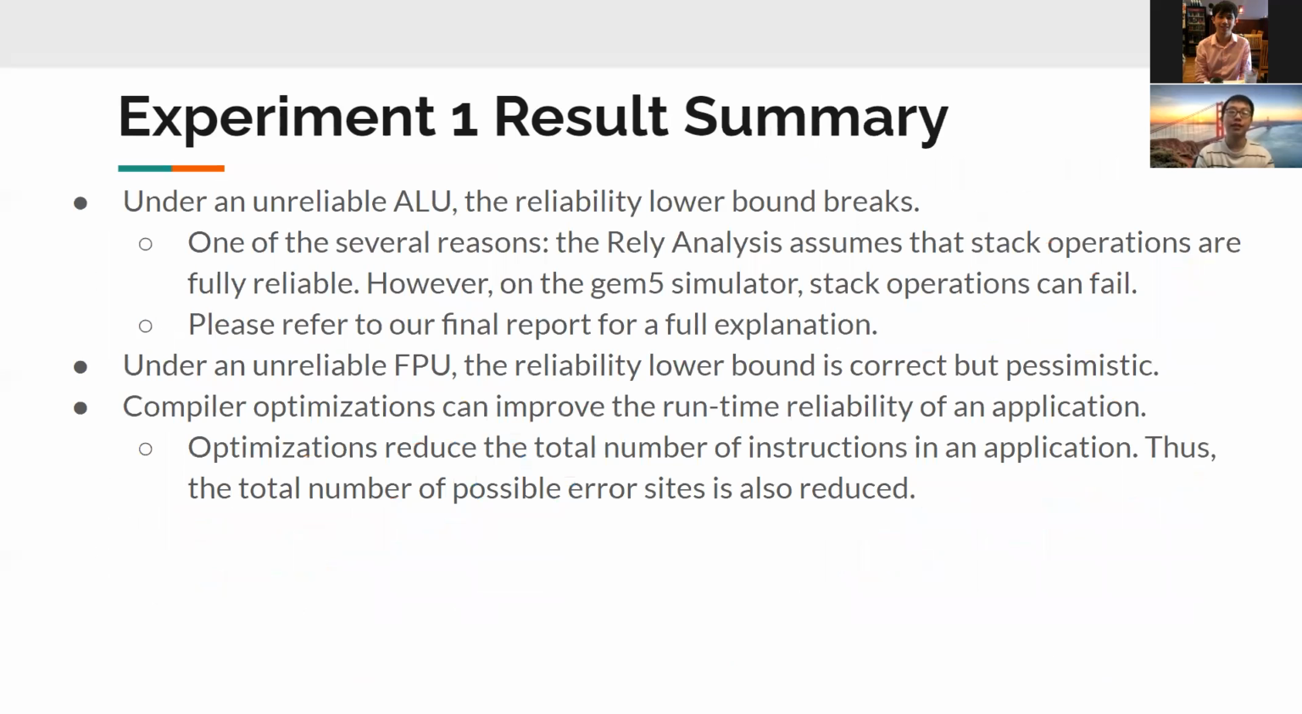To summarize, under an unreliable ALU, we think the reliability lower bound actually breaks. One of the reasons is that the relay analysis assumes stack operations are fully reliable, but that's not the case in our simulator. We have a full explanation in our final report. Under an unreliable FPU, the reliability lower bound is correct, but pessimistic. We also think that in certain cases, compiler optimizations can improve the runtime reliability of applications. Next slide.